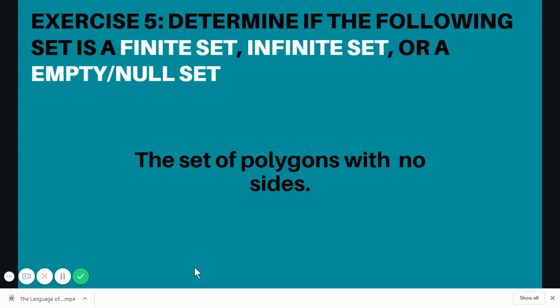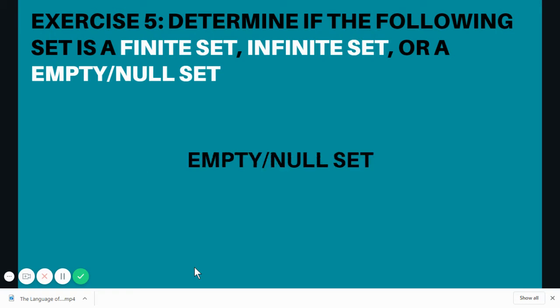Next, the set of polygons with no sides. That is empty or null set. Because lahat ng polygons ay may side. Kasi ang tanong, the set of polygons with no sides. So, lahat naman ng polygon may side, merong side. So, wala tayong maibibigay na elements ng set. So, the answer is empty or null set.